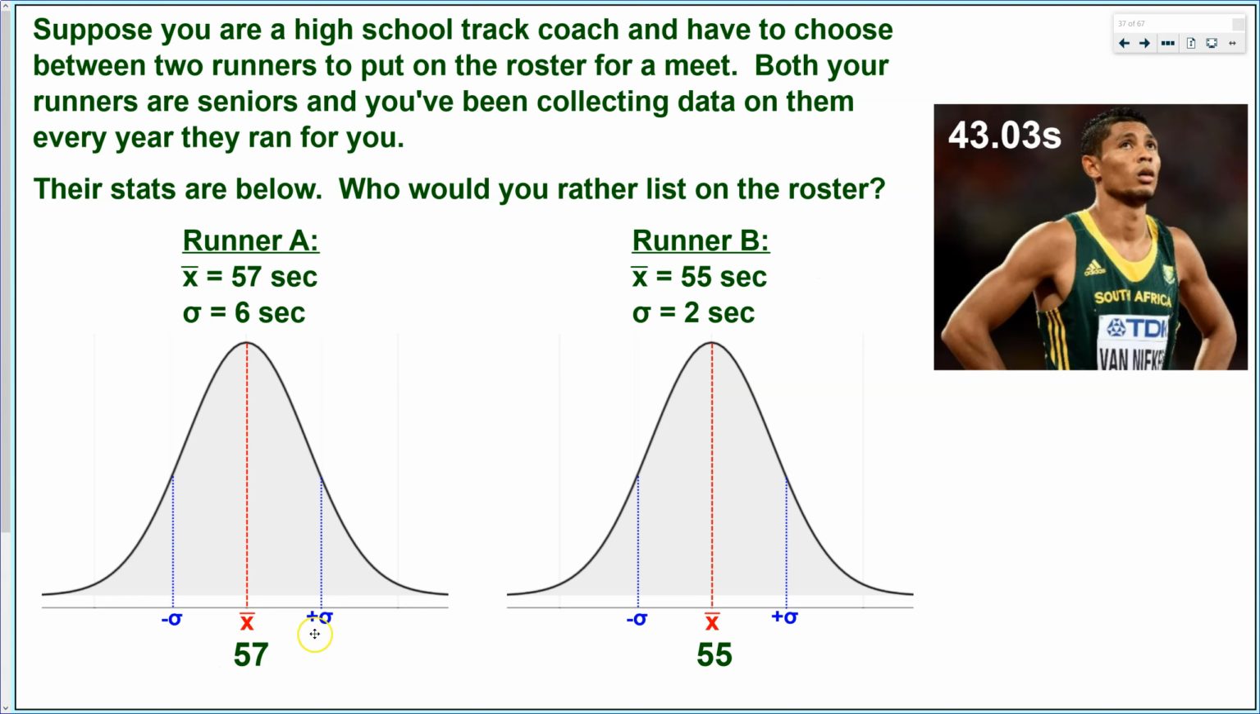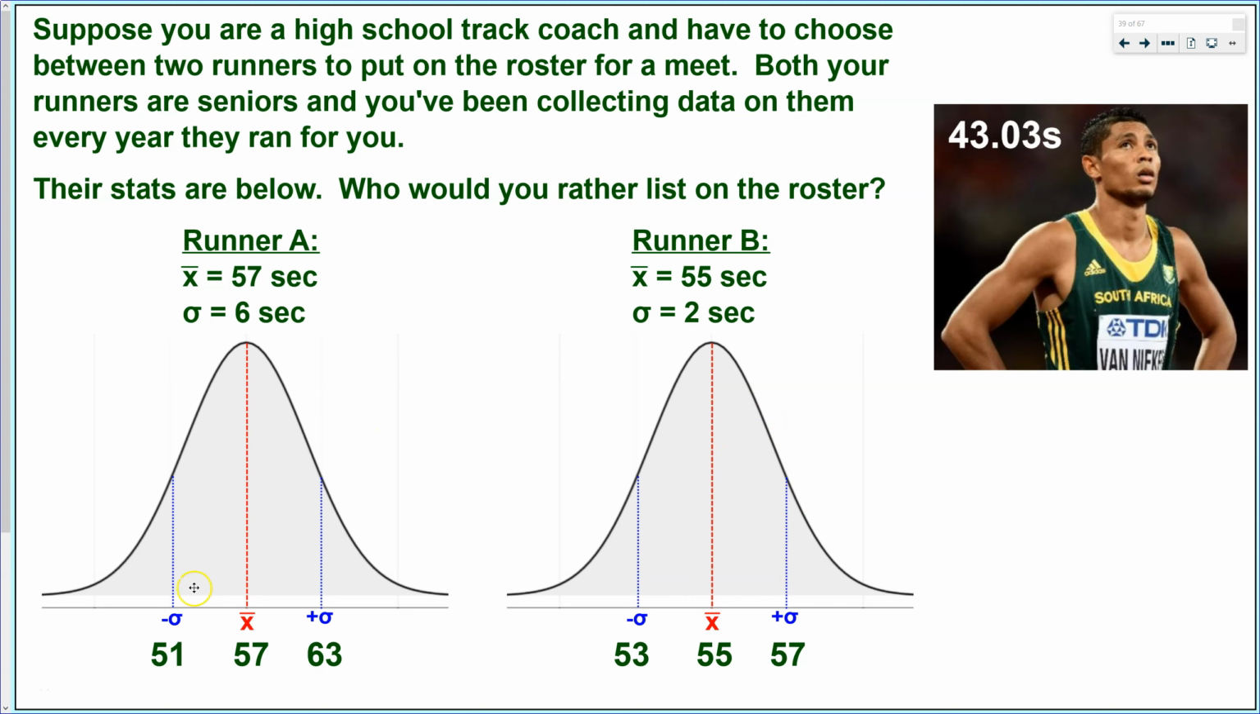So if we go out one standard deviation, if I add the standard deviation to 57, so I add 6 plus 57 and subtract 6 from 57, I can get a range of times that this athlete will typically run. Most commonly he will run between 51 seconds and 63 seconds. Now that's really quite slow compared to his average, but that's a lot faster compared to his average. Now if you do the same thing with runner B, he'll most commonly run between 53 and 57. So the safe bet is to go with runner B because he's very consistently below 57 seconds.